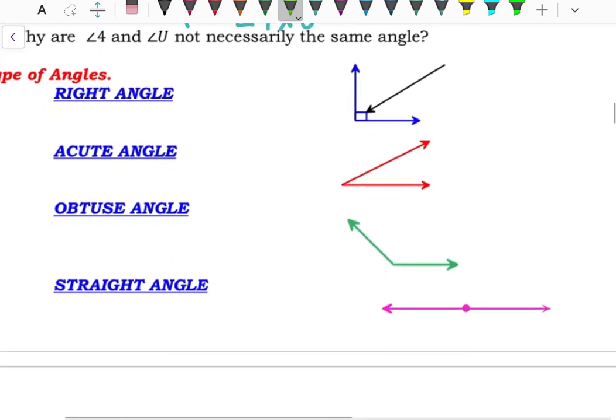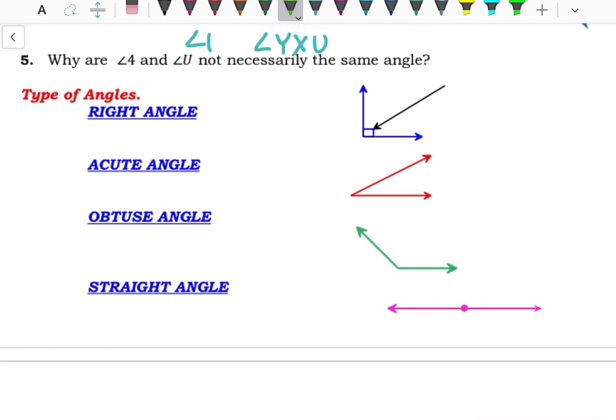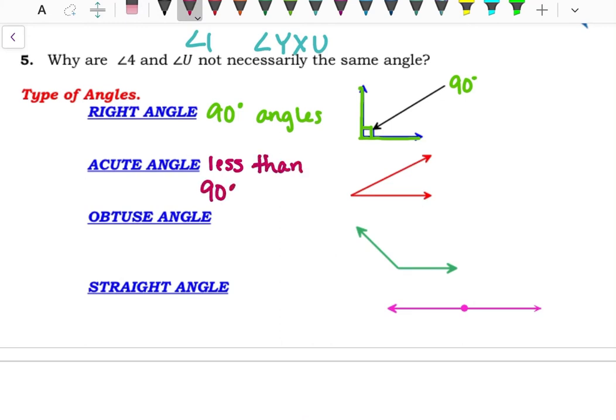Okay, types of angles. We have right angles. Those are 90-degree angles, and they look like this, with lines going straight up and straight across, and then we have a square in the middle, and that means that's 90 degrees. We have acute angles. They are less than 90 degrees, and they look like this. They're kind of cute and small.